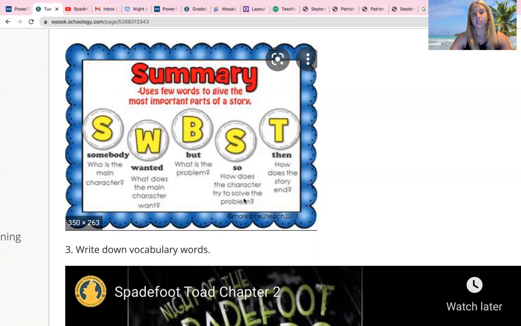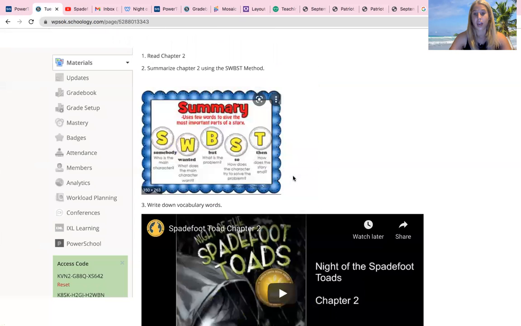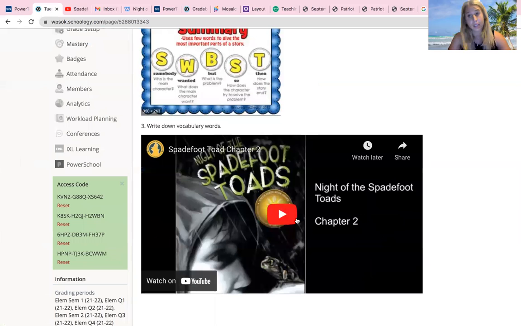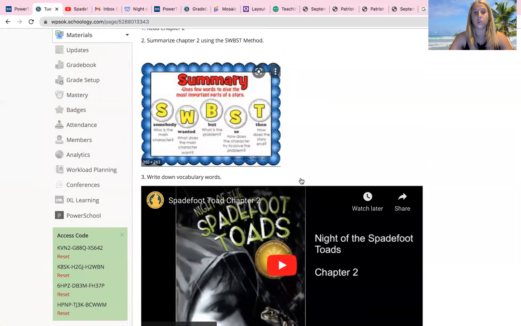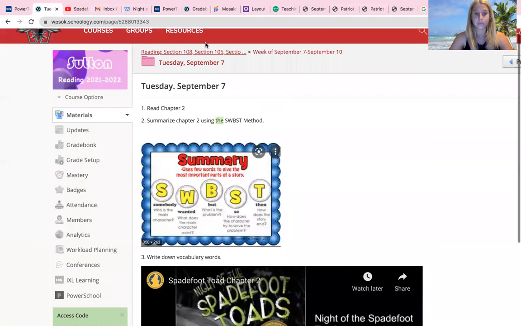So how does this character solve the problem? Well, he's going to have to connect with Mrs. Tibbetts in order to get a relationship with her so that he can know more about the mice, right? And then how does the story end? So in this case, how does the chapter end? So after you have read or listened to chapter 2, you're going to actually be completing this.